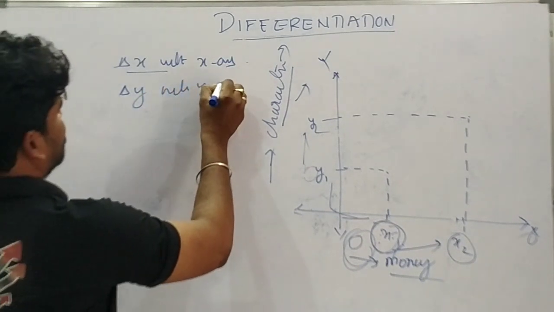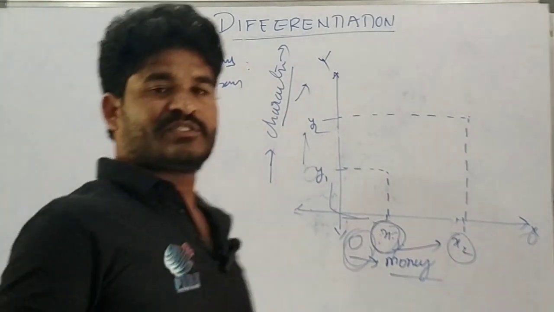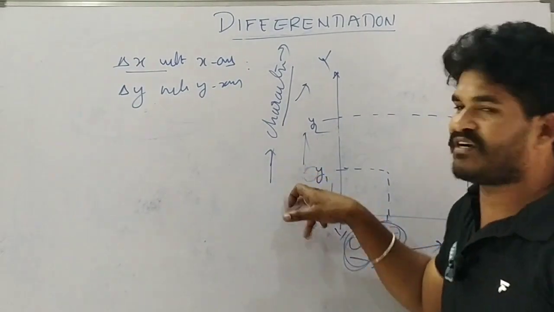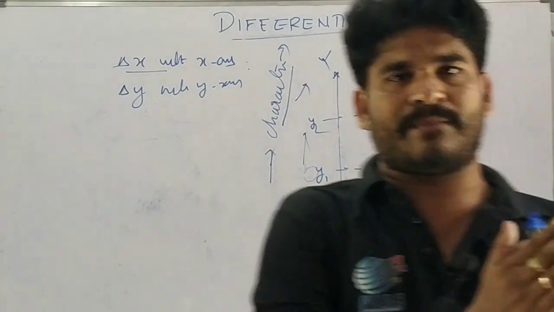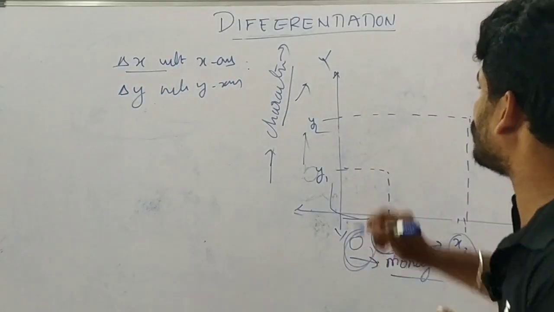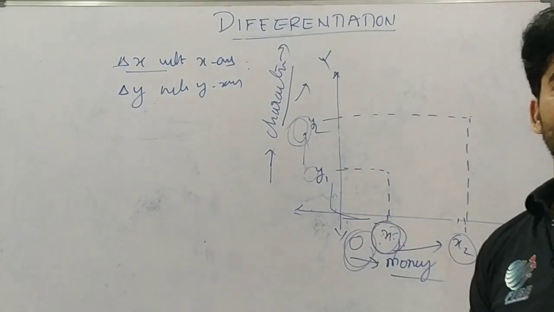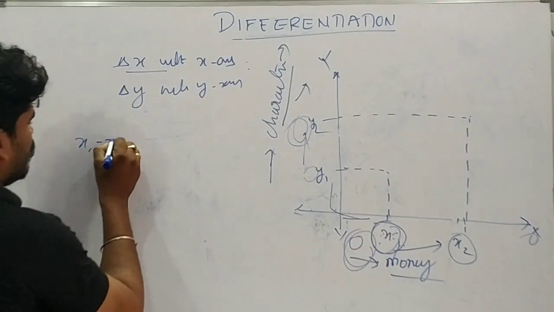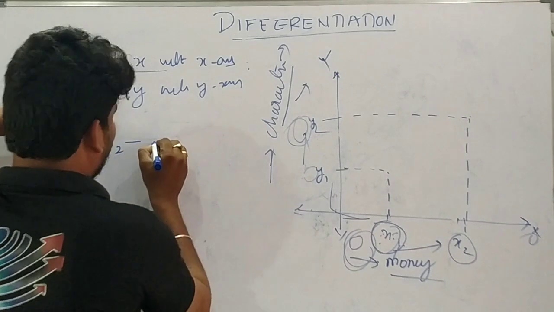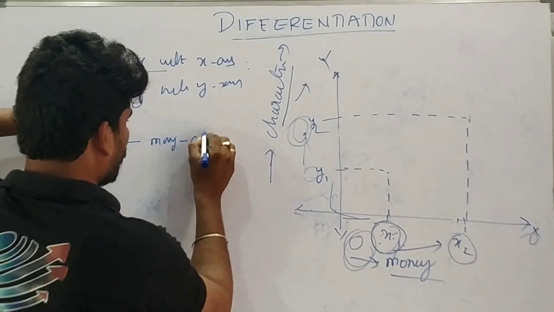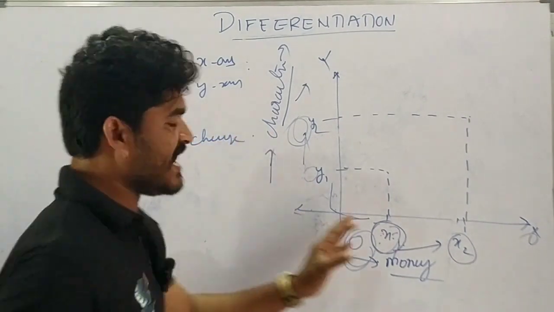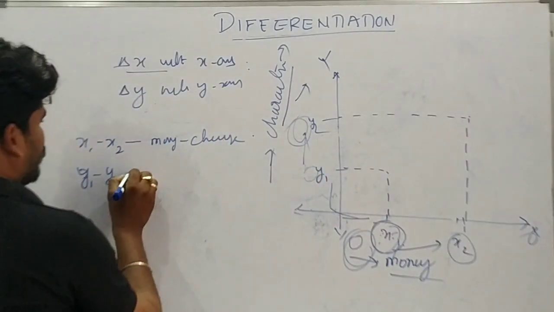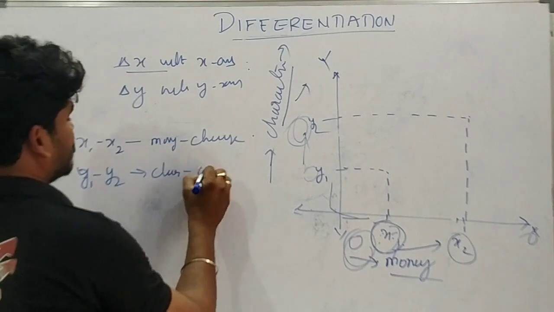with respect to the y-axis. Suppose I have some money; at that moment my character is some amount y1. In the same way, when my money increases, my character also changes. The change here is money going from x1 to x2. In the same way, the character also changes from y1 to y2.